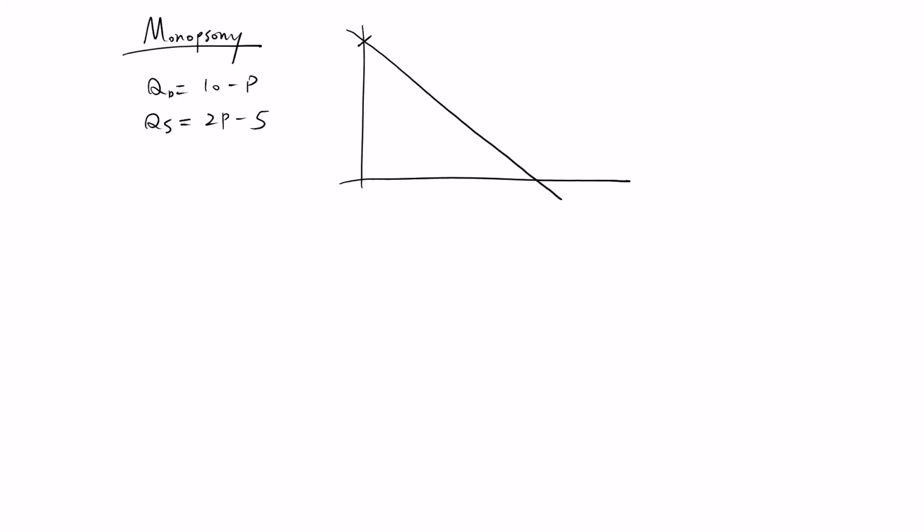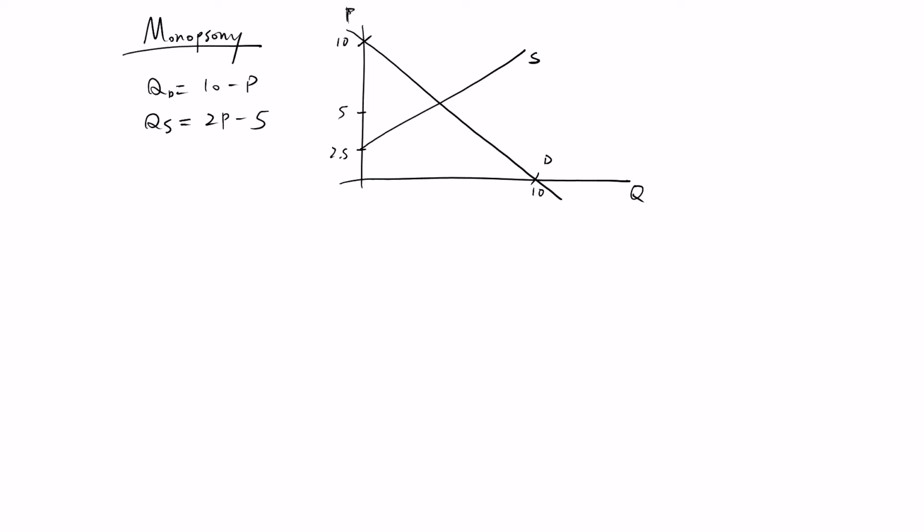So monopsony, and we have demand equals 10 minus P, supply equals 2P minus 5, and in terms of a diagram, that looks like this. Five, 2.5.